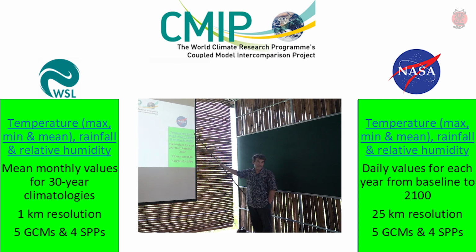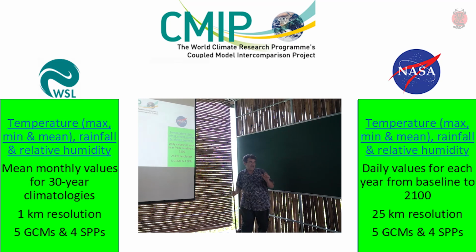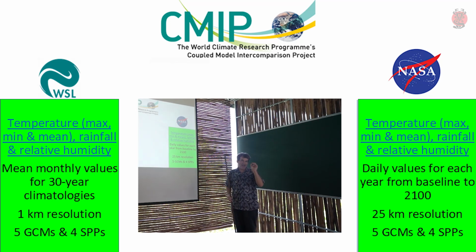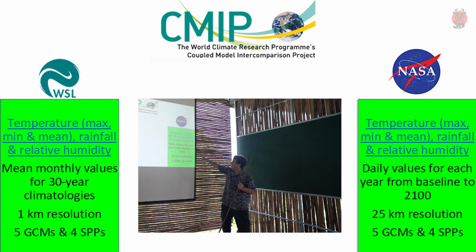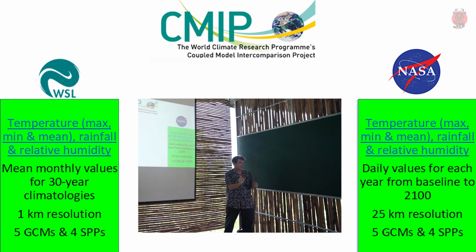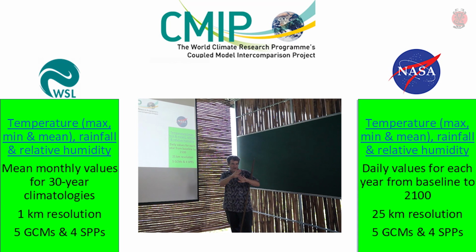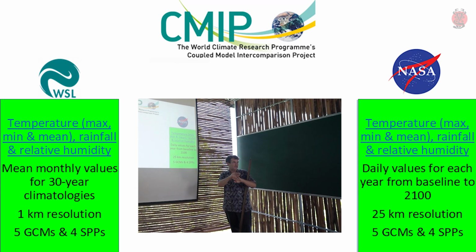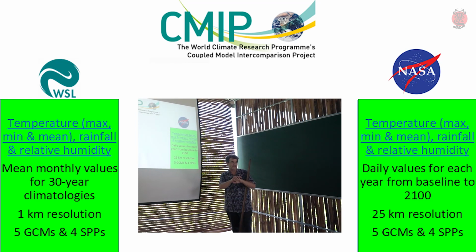NASA has done something similar for temperatures, max, min, rainfall and relative humidity, but they've downscaled it to daily projections. So instead of a monthly one, they have a daily projection. If you go into their files, it's a TIFF file. For anyone that's a GIS head, it's like a map. And in that map, there are 350 to 366 layers, and each of those is a projection for that year of what the rainfall or temperature will be for that grid cell.